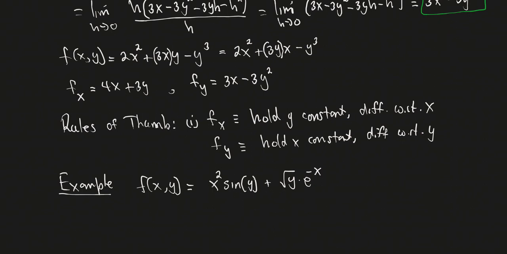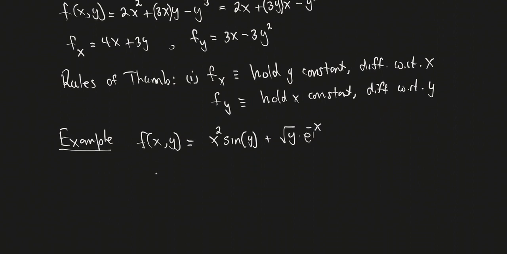Right, so it has some familiar functions that we know how to differentiate. Let's see if we can apply these rules of thumb and find our first partial with respect to x, first partial with respect to y. So let's do our f sub x first. So again, what we're going to do, and for this calculation, the sine of y and the square root of y are going to be held constant, right?